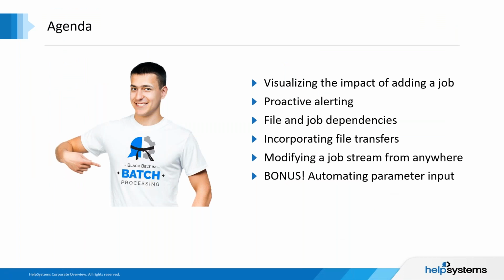So, we've seen a lot of great things here today. Robot Schedule does have some very modern interfaces today. We can visualize our jobs. We can get proactive alerting for SLAs, file job dependencies, incorporate file monitoring, modify job streams from anywhere really, and look at what's happening. And then we can certainly automate any parameter that we need to.